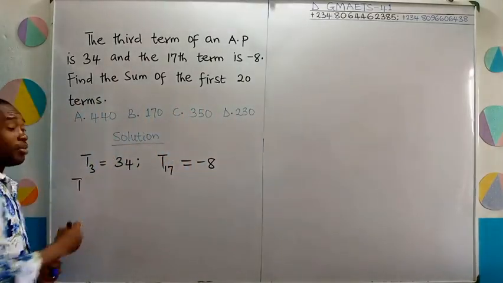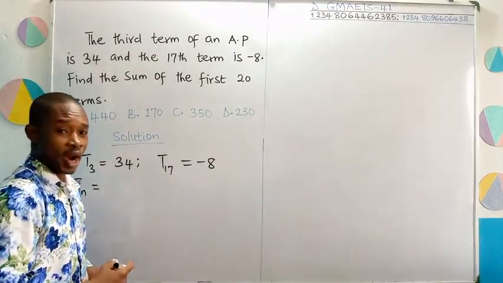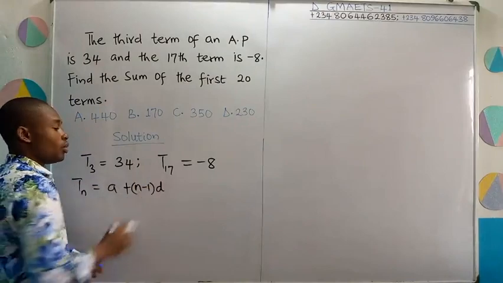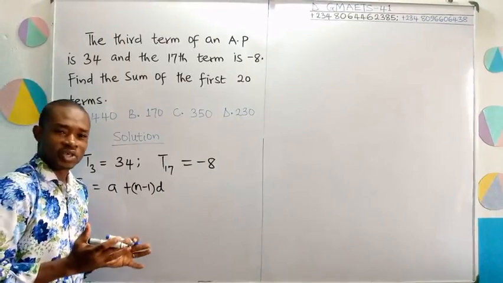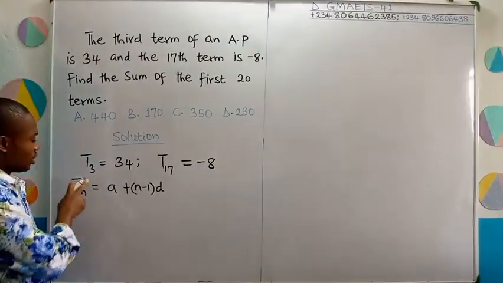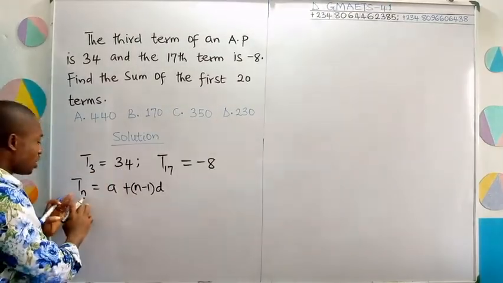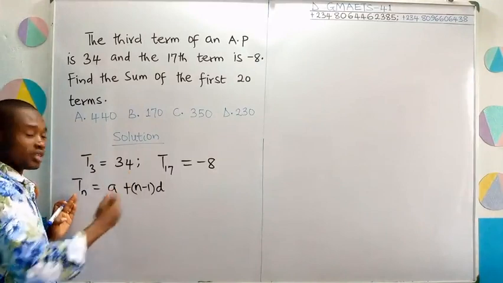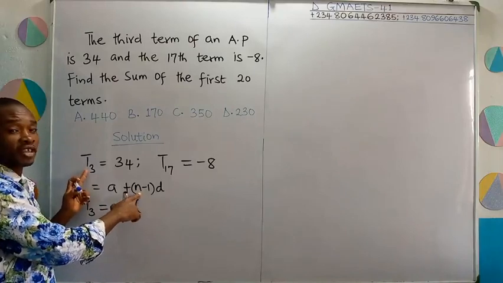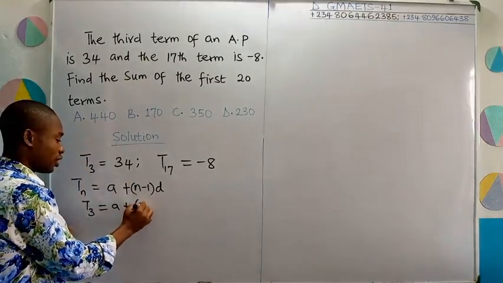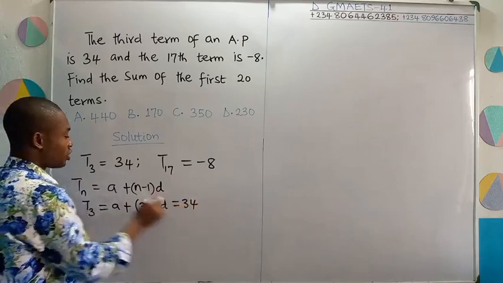How do we do that? We have to remember the nth term formula, which is Tn equal to A plus (n minus 1) times D. We are going to substitute into this formula and then solve to obtain the value of A and D. Solving for T3, the value of T3 is 34. So in place of Tn, I will be using T3, which gives us A plus n, where the position of this term is the third, so n is equal to 3, then minus 1 times D. This whole term is equal to 34 according to the question.